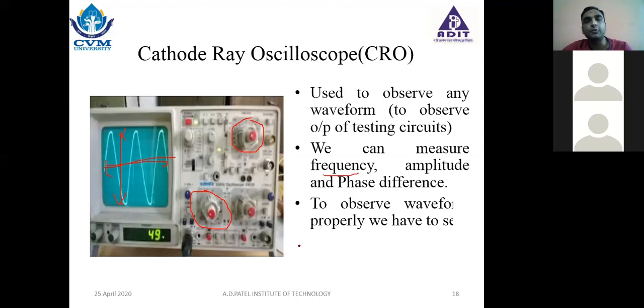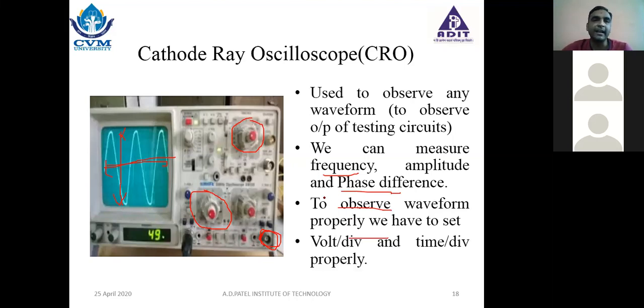And if you have two signals, it has two channels, so you can apply another signal over here. So you will observe two signals simultaneously. एक साथ आप दो सिग्नल देख सकते हो. दो सिग्नल देख के आप उसका फेज डिफरेंस भी मेजर कर सकते हो. Okay, so CRO is used whenever you want to observe AC signals. So this is about the CRO. Okay, next.